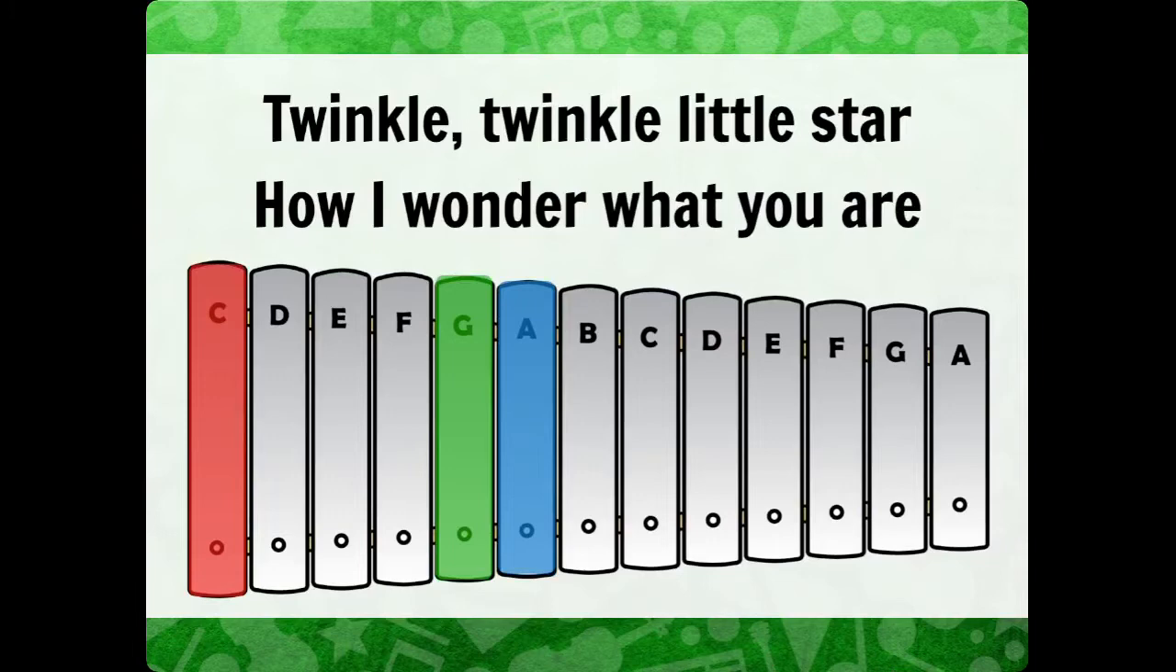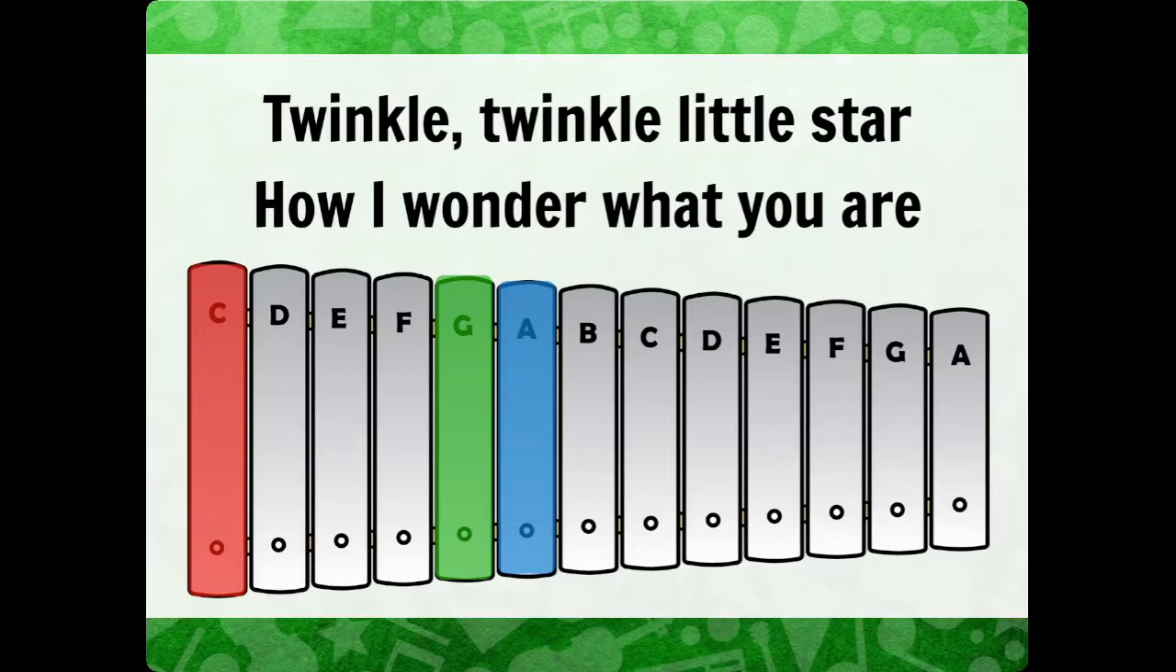Like if you're looking down on a metallophone and you're seeing all the bars, except the lowest C is highlighted red, the lowest G is highlighted green, the lowest A is highlighted blue. So do is red, so is green, la is blue. I would put this up there with the words twinkle, twinkle, little star.